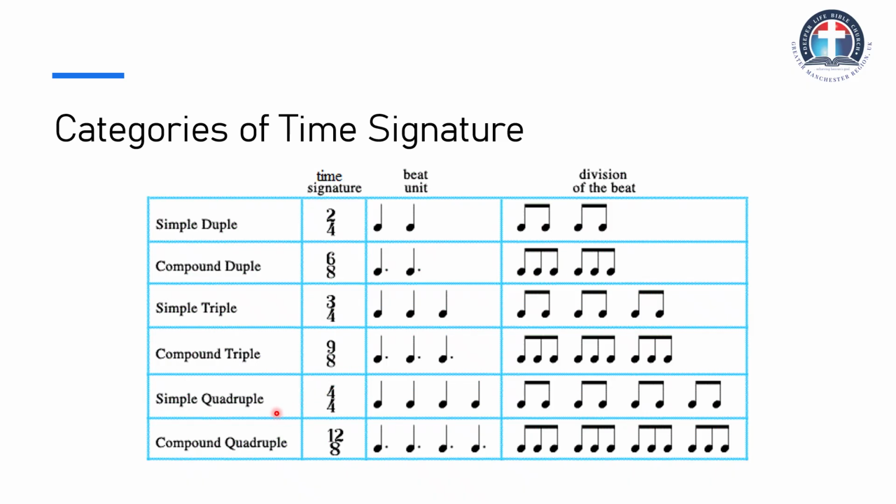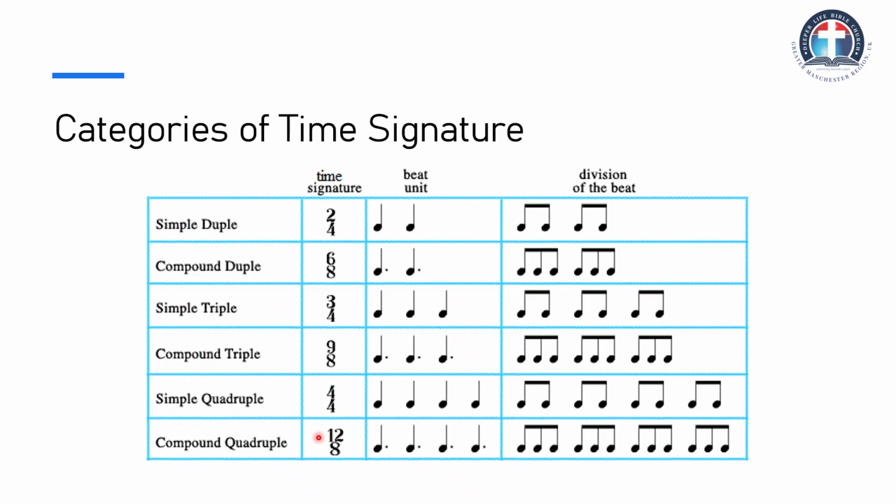Then we have the quadruple, which can be simple quadruple. In that case, all time signatures that have 4 on top: you have 4/2, 4/8, 4/4, 4/4. And of course, when you multiply that 4 by 3 to get the compound equivalent, you have the compound quadruple.